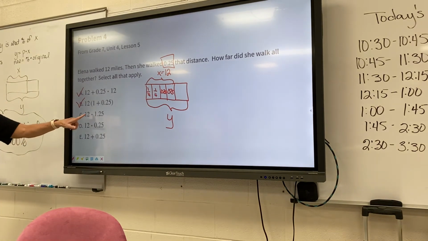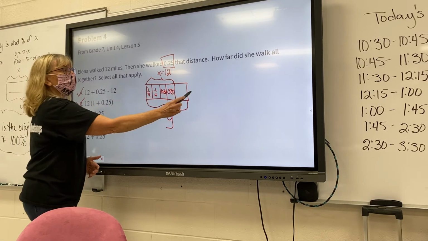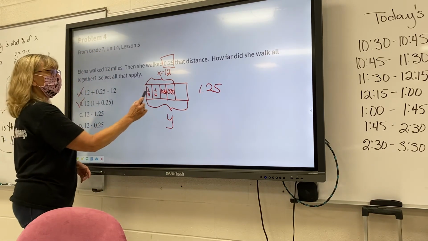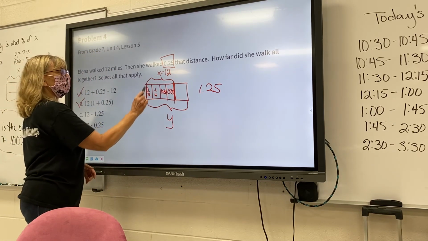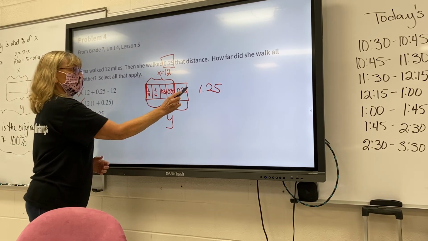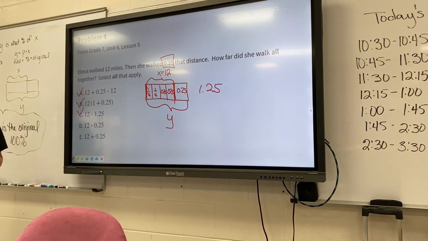How about 12 times 1.25? Yes, because what is this right here? 1.25, right? Yes. Because from here to here is 1, and then we added 0.25 onto it, so that one works. How about just 12 times 0.25?